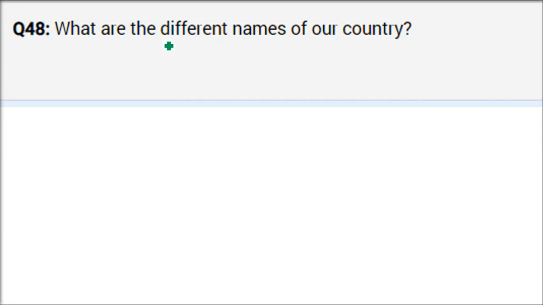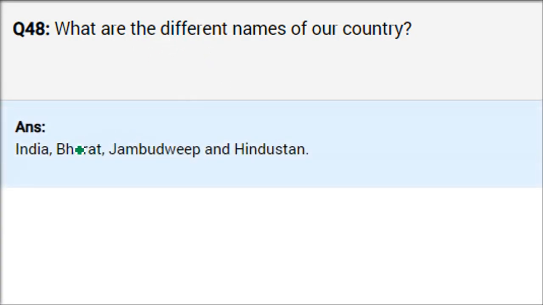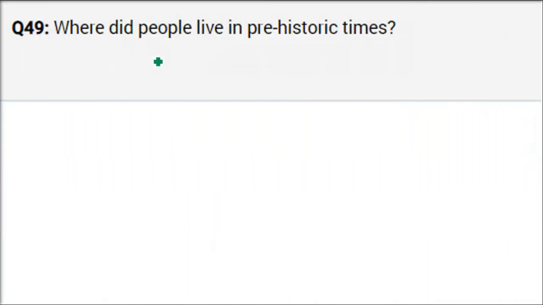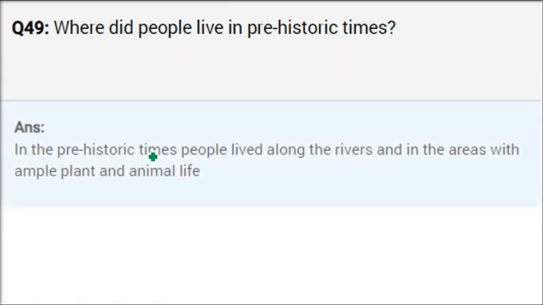What are the different names of our country? India, Bharat, Hindustan, Jambudweep, all are names of our country. Jambudweep might be new for you. Why did people live where they did in prehistoric times? They lived wherever water was available. All the civilizations we know developed only beside rivers. They needed a river, and they needed to get food from either plants or animals.